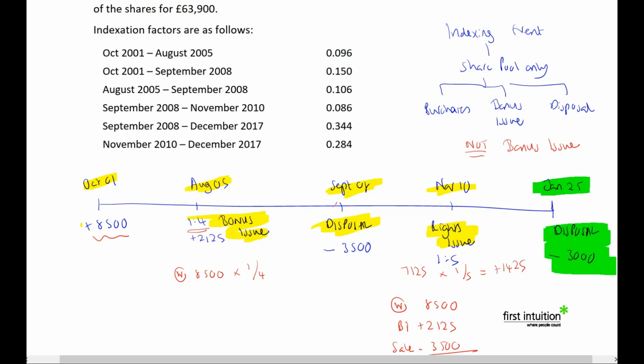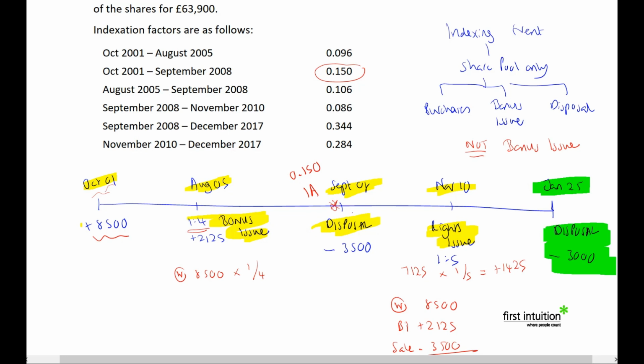So my indexation will run from the last time I indexed, or in this case, the beginning of the timeline, until September 08. So I'm looking for indexation from October 01, because the bonus issue is effectively just ignored in the middle. I just forget it. It's like it's not there. So from October 01 all the way through till September 08. Then I look down my list of indexation factors, and thankfully I find that here. So the indexation allowance there is going to be 0.150. So I'll index to there, then I'll process a disposal in September 08.